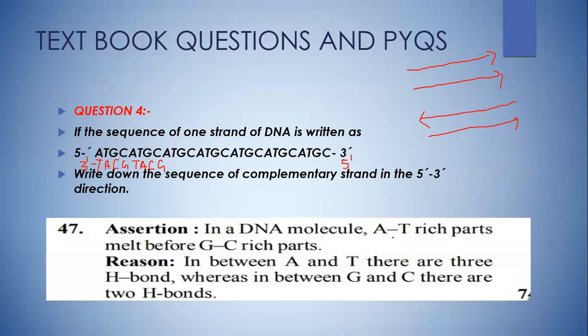So if someone asks you that I want to break the double-stranded DNA, from what part should I start breaking? You can see the compatibility between A and T is less. There are only 2 hydrogen bonds. But the compatibility between G and C is more because there are 3 hydrogen bonds. So it will be easier for us to break 2 hydrogen bonds in comparison to 3 hydrogen bonds.